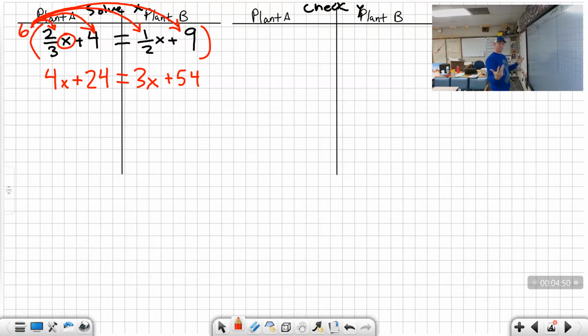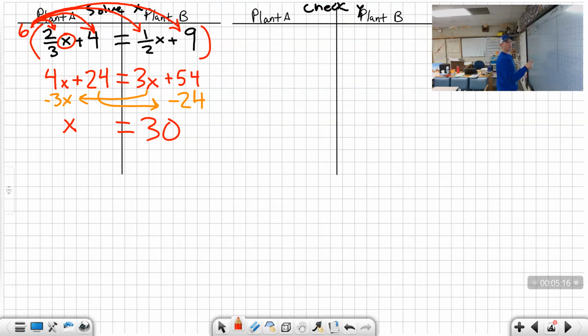Okay? I need to do my first legal move. My first legal move is going to be a side-side flip. I'm going to flip this 3x over here, and I'm going to side flip this 24 over here. And I am going to be left with 1x equals 30. 30 what? Do you remember what real world quantity we're talking about? We're talking days. 30 days.